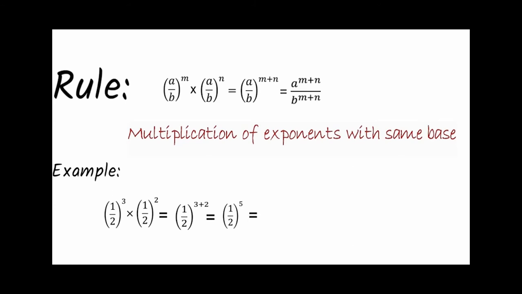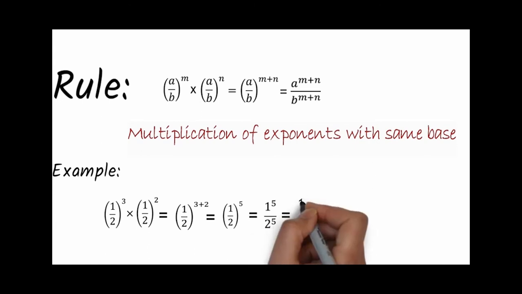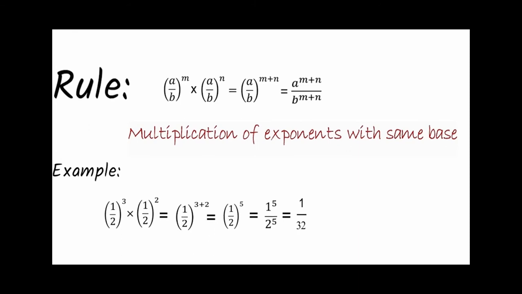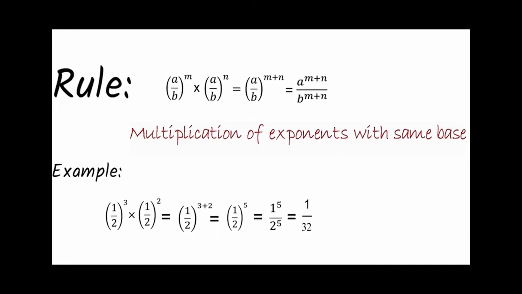Okay. And that, using the first rule, is equivalent to 1 raised to the power of 5 over 2 raised to the power of 5. 1 raised to the power of 5 evaluates to 1. 2 raised to the power of 5 evaluates to 32. So the final answer is 1 over 32.